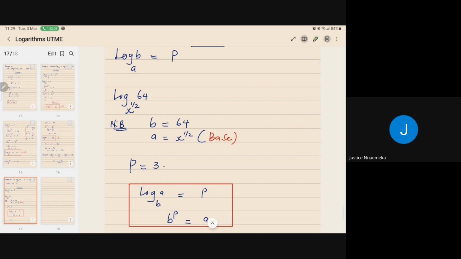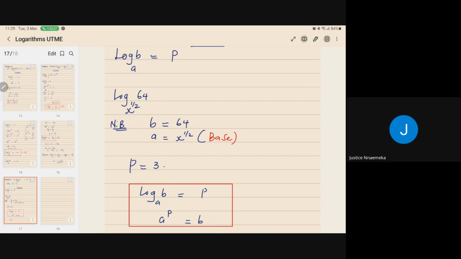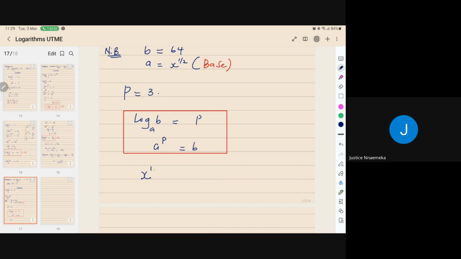Okay, sorry, based on my example, I'm making a mistake. So I should maintain the same thing here. So this is AB. So it means that B, sorry, I want to maintain the same example so that as you're reading from this beginning, you can always make reference. So this is A^P is equal to B, right? So that means that I'm going to do x, 1 over 2 is my base, all to the power 3 is equal to 64.